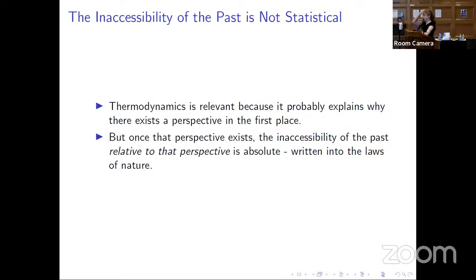So what I conclude from this is that we don't need to appeal to thermodynamics to explain why the past is inaccessible. There's nothing statistical about it. Certainly thermodynamics is part of the story, because thermodynamics probably does a lot to explain why there exist complex systems like our brains. So thermodynamics probably has something to do with the production of our perspective. But once that perspective exists, the inaccessibility of the past relative to the direction of that perspective is an absolute fact that's written into the laws of nature. It doesn't need to be attributed to statistics or thermodynamics.